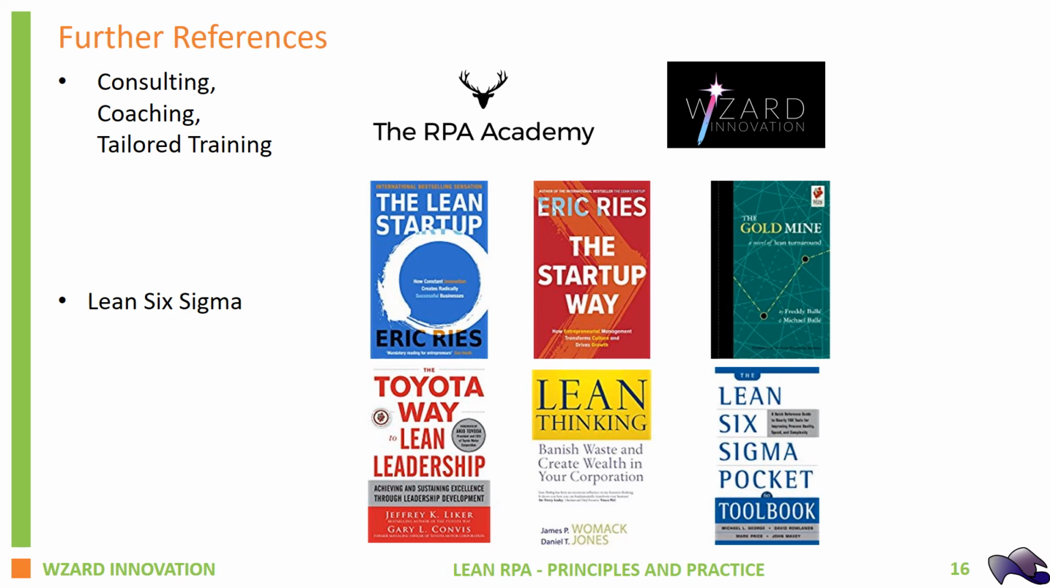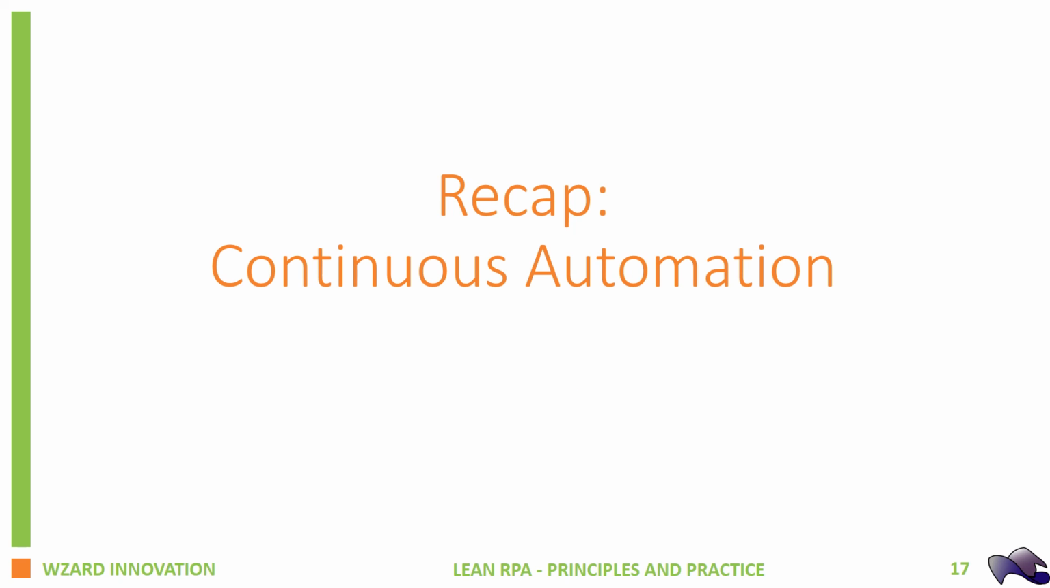You can't help but look on Google and see millions of books now on the topic of Lean Six Sigma. Less though on the topic of automation. And that's something I think we'll see change. To close out, I'll just do a quick recap on our final segment, which really focused on continuous automation, which was the topics of scaling and sustaining your automation program.